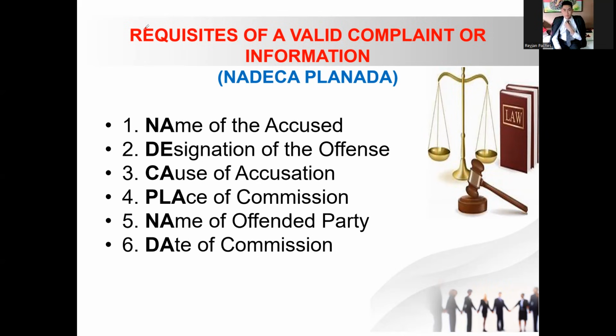Again, malalaman natin na valid or kompleto yung requisite or nilalaman ng tinatawag natin na complaint or information kapag ang basis natin is what we call the NADICA PLADA. Okay? The name of the accused, the designation of the offense charged, cause of the accusation, place of the commission, name of the offended party, at yung tinatawag natin ngayon, the date of the commission of the offense. Yan yung mga requisites, class, of a valid complaint or information. Okay? So yan, kompleto yan.